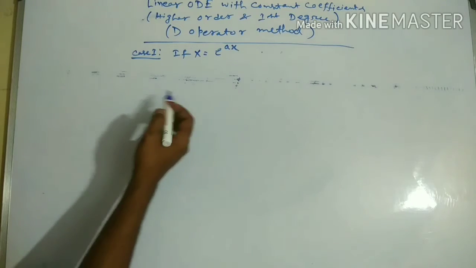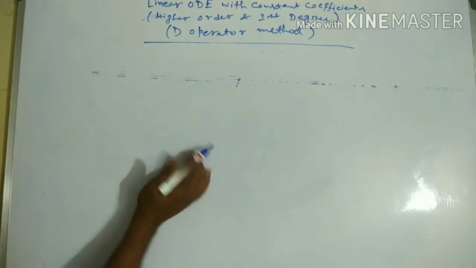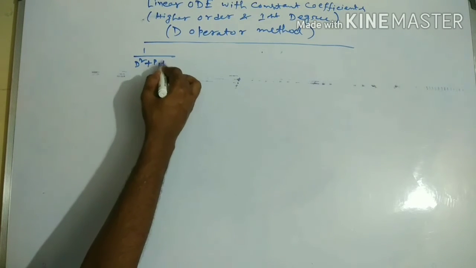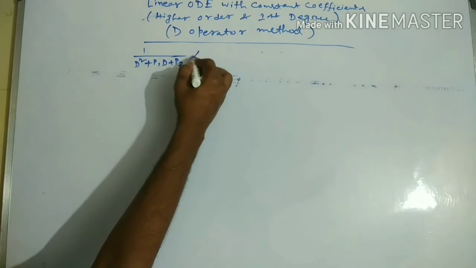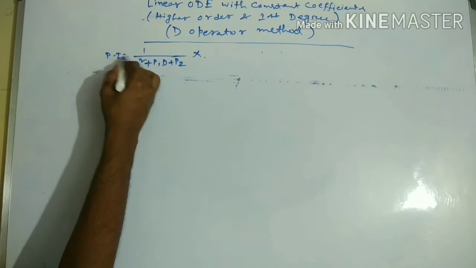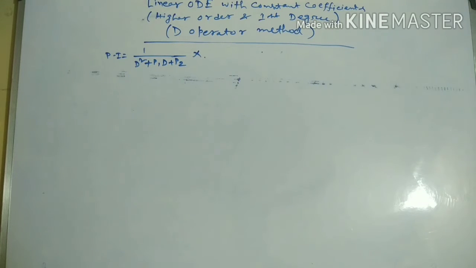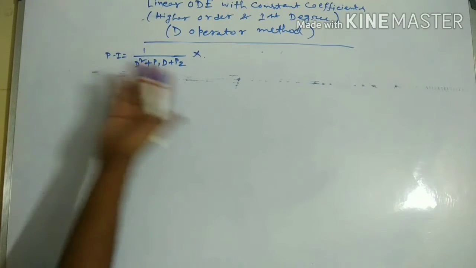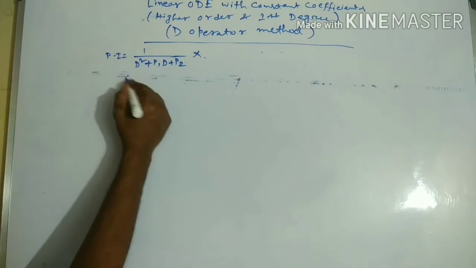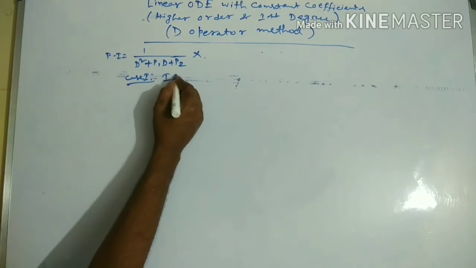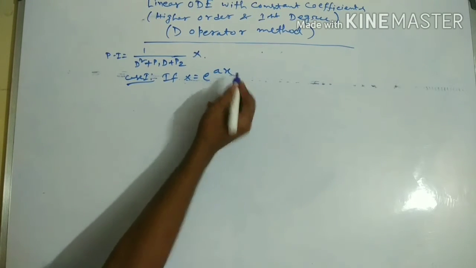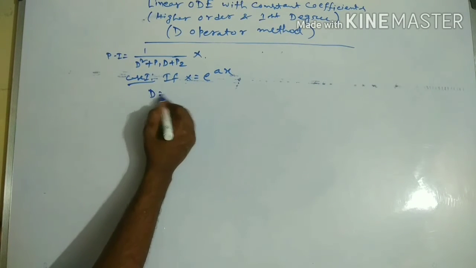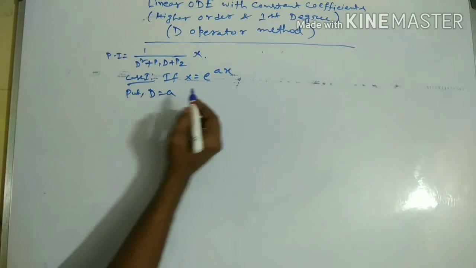First I should write here: PI is 1 by D square plus p1 D plus p2 operating on capital X. This is the PI. The operator, that is the function of D, has been transferred from the left hand side to the right hand side, and this is the PI. Now case 1: if capital X is an exponential function, that is e to the power ax, then we put D equal to a.